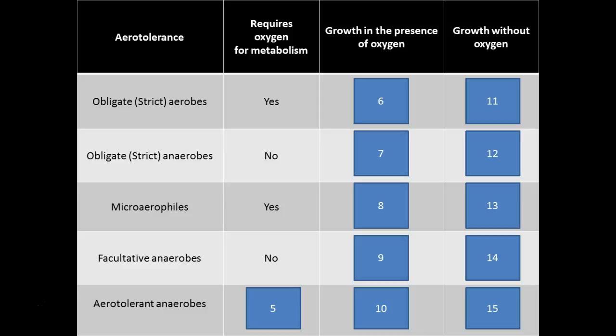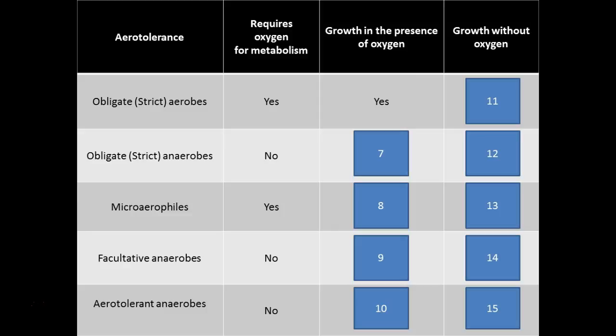Aerotolerant anaerobes. They don't require it. They don't ever use it. Next, growth in the presence of oxygen. In other words, do they have protection against oxygen? This isn't whether they use it or not. It's whether they can grow in the presence of it. So obligate aerobes, can they grow in the presence of oxygen? Yes.